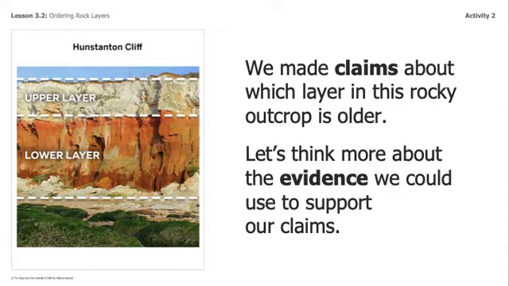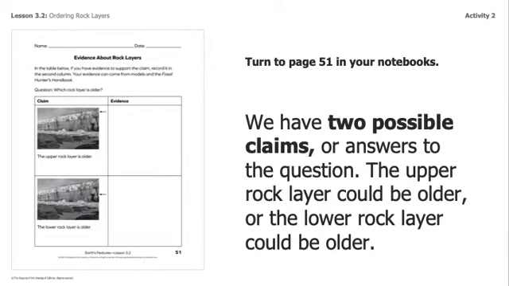Okay, so this is Hunstanton Cliff. There's the upper layer and the lower layer. You can see there that the lower layer is very orange and very different from the upper layer. We made claims about which layer in this rocky outcrop is older. Let's think more about the evidence we could use to support our claims. So, the two claims are that the lower layer is the oldest, or that the upper layer is the oldest. Those are the only two possible claims, but we need to think about evidence.